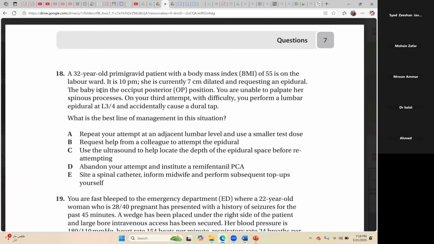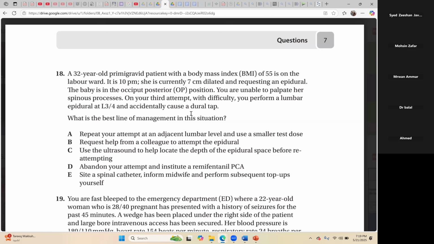Okay. So now the next question is a 32-year-old primary gravida with BMI of 55. So it's a class 3 obesity, morbidly obese. It is 10 p.m. She is currently 7 centimeter dilated and requesting an epidural. The baby is in the occiput posterior position. Of course, this is not our domain usually, but you are unable to palpate her spinous processes. On your third attempt, with difficulty, you perform a lumbar epidural and accidentally cause a dural tap.